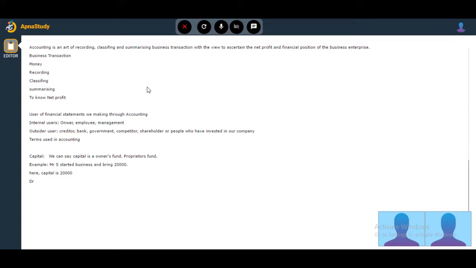Then we have drawings. Drawings are whatever amount the proprietor of the business draws from the business for his personal use. It may be in cash or in things, that is drawings. Any amount or thing drawn from the business by the proprietor is his drawing.